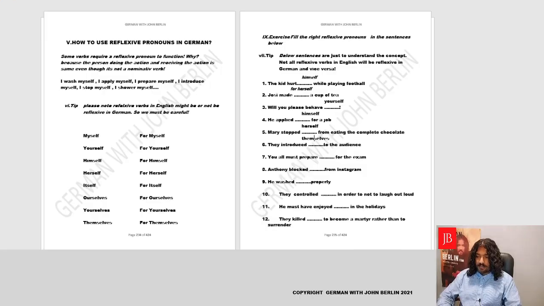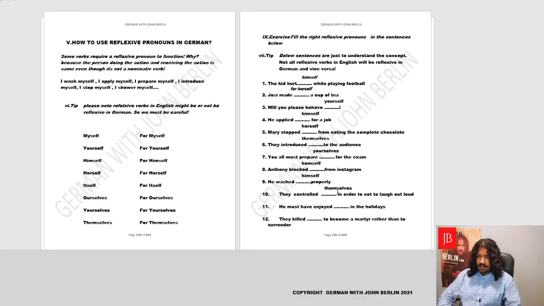You all must prepare yourselves for the exam. So whom should you prepare? Yourselves. Very good. Now, Anthony blocked himself from Instagram. Whom did he block? He blocked himself. He washed himself properly. Whom did he wash? He washed himself, not the dog, not the cat, but himself. They control themselves in order not to laugh out loud. So whom did they control? Themselves. All these examples are accusative mostly because that's the way it is in English.